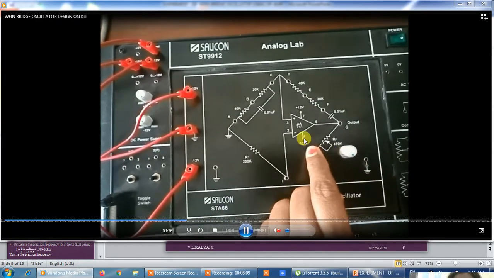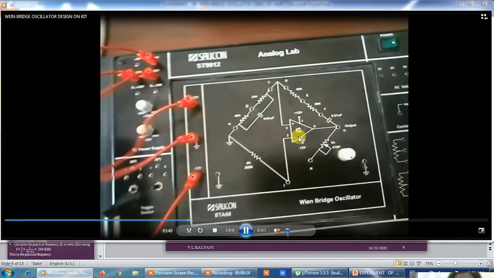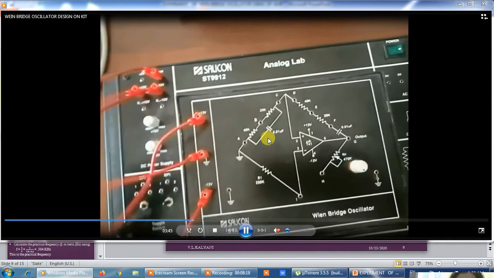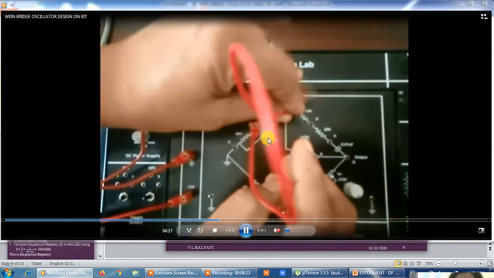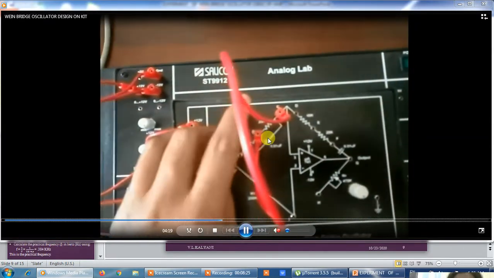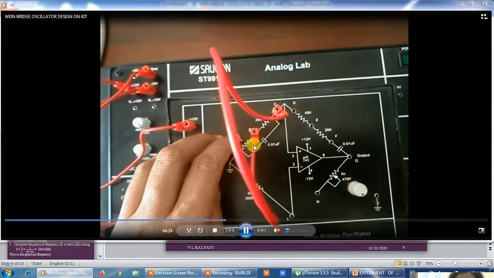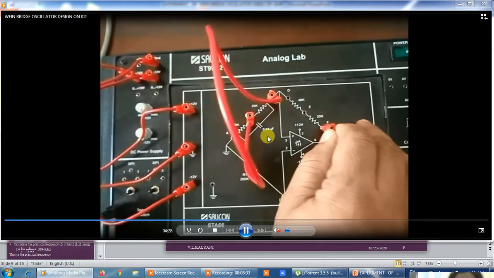Here this is the op-amp IC. So you have to choose any of the resistance value. So according to the procedure, you have to connect all the connections. So here we are choosing the 40 kilo ohm resistor. So short this 20k and consider this 40 kilo ohm resistor.